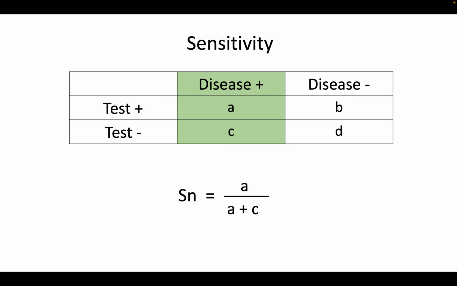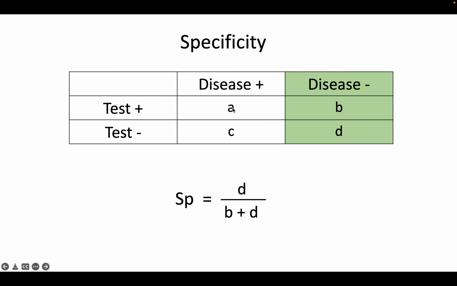Just to review, sensitivity is the number that are test positive and disease positive over all that are disease positive. So the proportion of all those disease positive that we were able to capture correctly. And specificity is kind of the converse, in the sense that it's the proportion that are test negative and truly disease negative, so true negatives over all that are truly disease negative. So the proportion of those who are truly disease negative that we got correct.